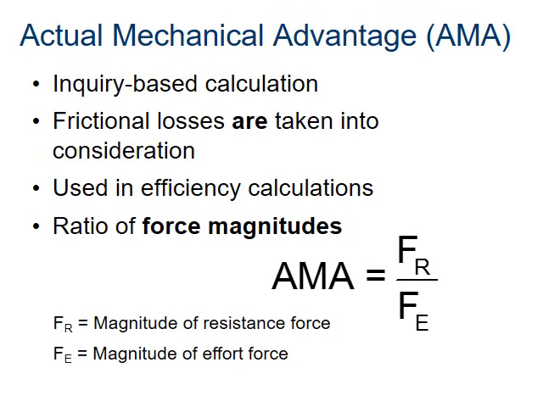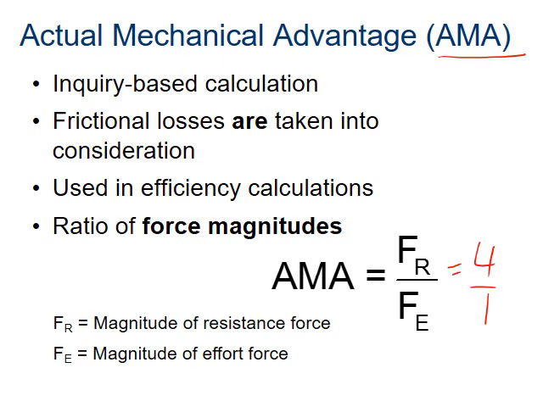Now there are going to be some noted differences. If I have an actual mechanical advantage of 4 to 1, we have to understand that that means that my resistance force is 4 times greater than my effort force. Okay, which means that I'm working 4 times less hard.